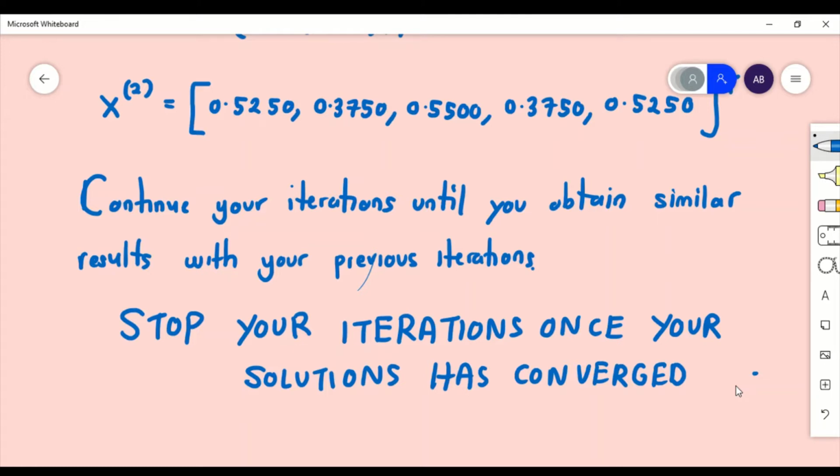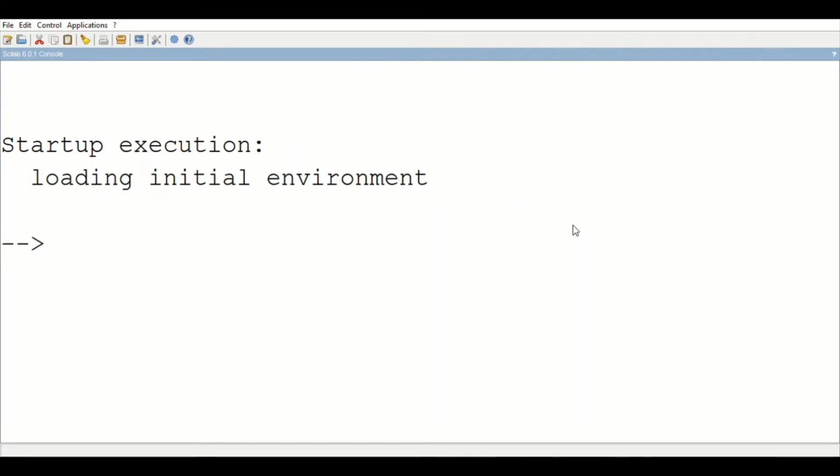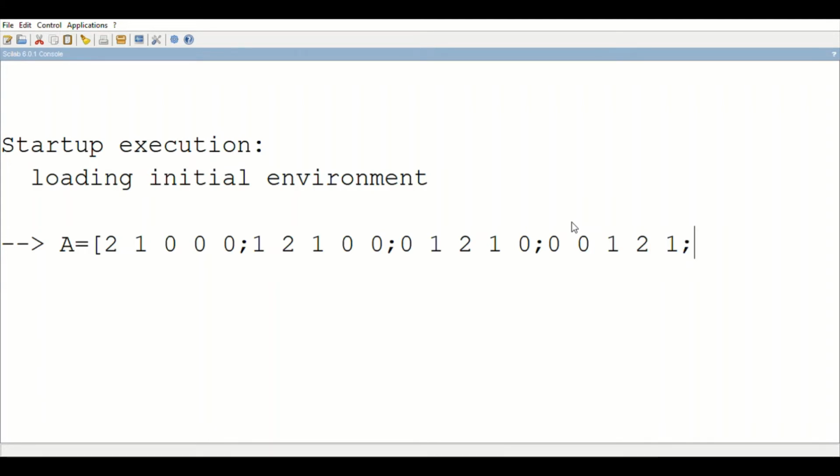So there are two ways to find it. The first thing I want to show you is using Scilab. Right now I want to use Scilab and solve using the Jacobi method. Before that, let's check the exact solution. Let's put the matrix A equals 2, 1, 0, 0, 0; 1, 2, 1, 0, 0; 0, 1, 2, 1, 0; 0, 0, 1, 2, 1; and then 0, 0, 0, 1, 2. Okay, so this is my matrix A.